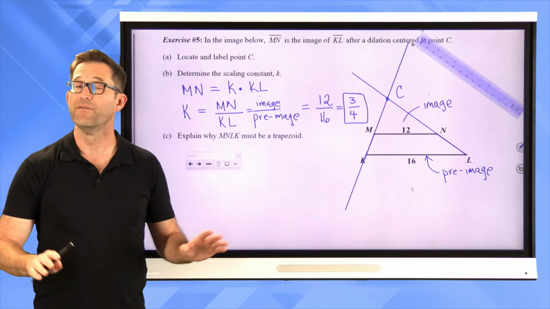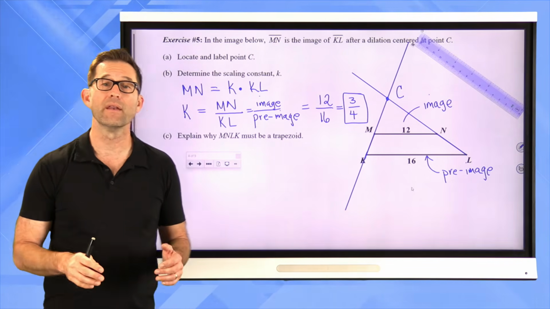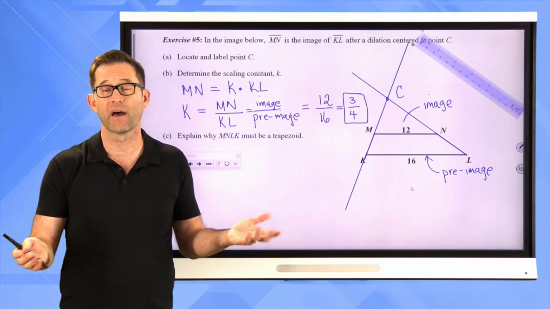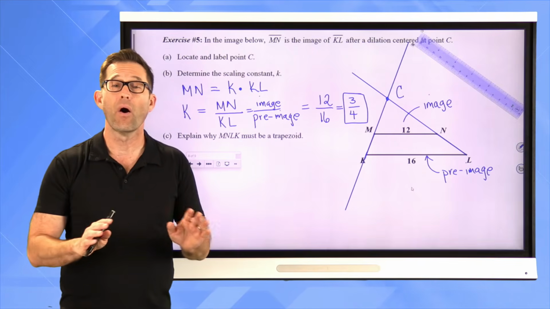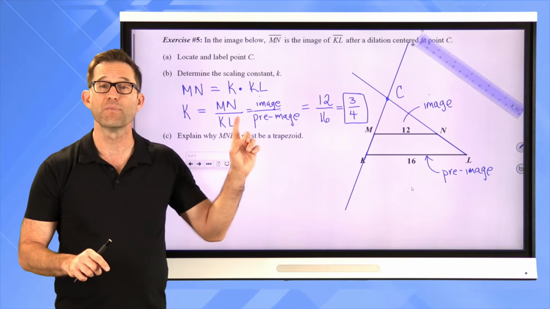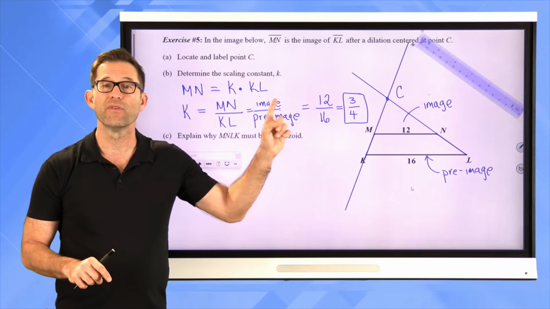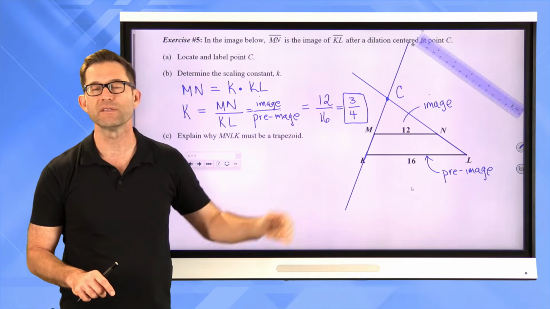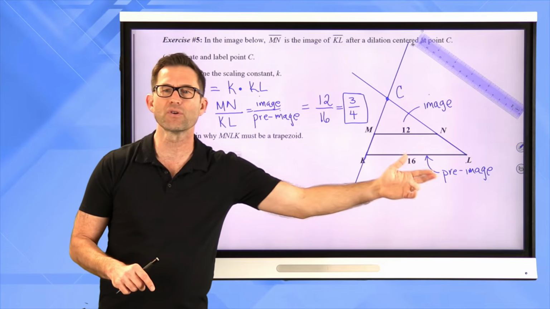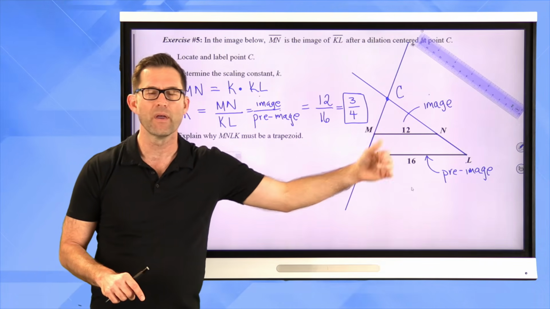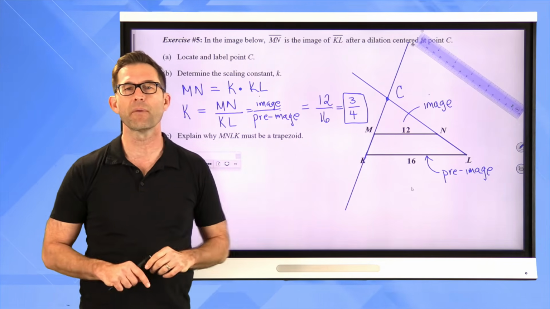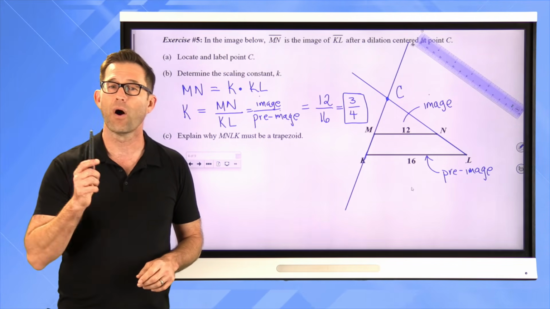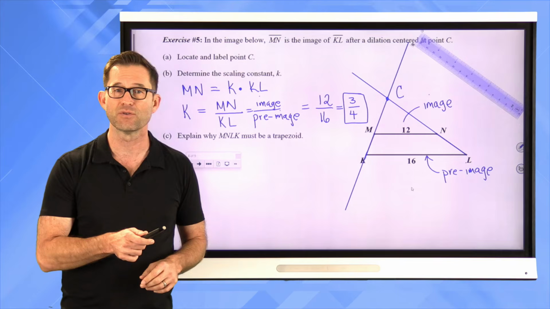Very critical. We're going to have to calculate the scaling factor a lot throughout this unit because this unit's all about dilations, okay? And always, always, always, it will be an image length divided by its pre-image length. It would be so easy, because we're so used to taking a larger number and dividing it by a smaller number, to say, oh, 16 divided by 12, in which case we would get 4/3 instead of 3/4. But it's always image divided by pre-image.